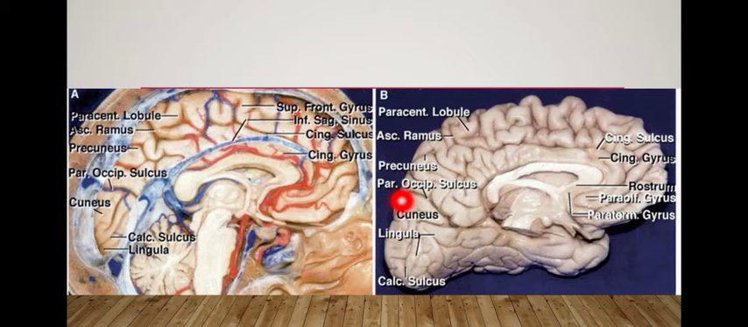The parieto-occipital sulcus separates the occipital lobe from the parietal lobe, and it forms the boundary of the cuneus, which is a part of the occipital lobe. We are not discussing this structure in detail today.